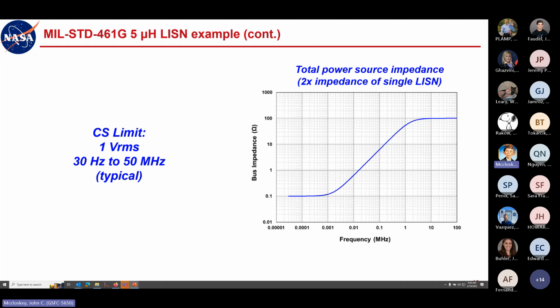But 1 volt RMS is not a terribly stringent limit. People should be able to filter that and so forth in a reasonable way. So that's what we're starting with. 1 volt RMS, 30 hertz to 50 megahertz. So that's our voltage limit at the power bus. So we're going to divide this by our impedance curve. Since it's a constant 1 volt RMS level, that makes it pretty straightforward. We're just taking 1 divided by all of these numbers across the frequency range.